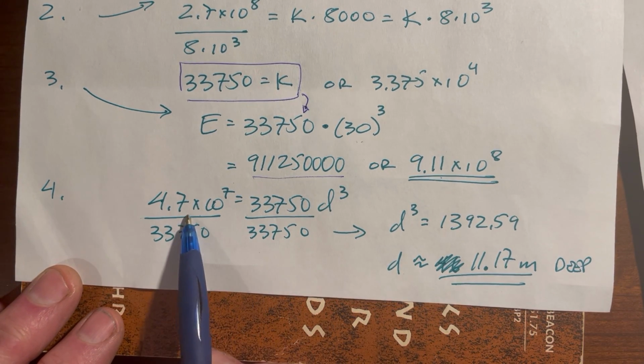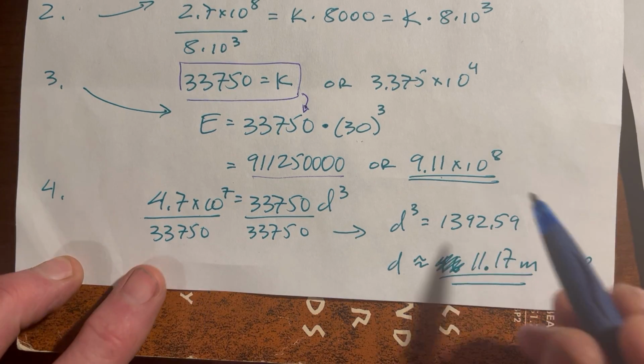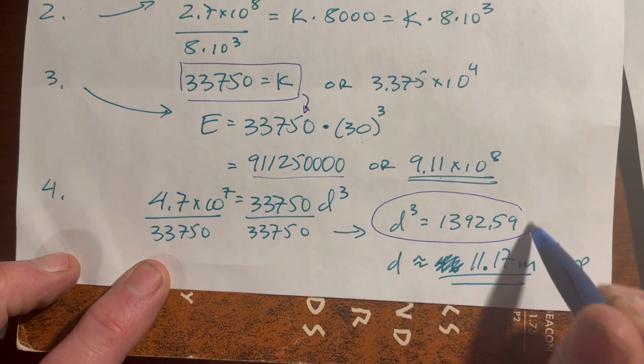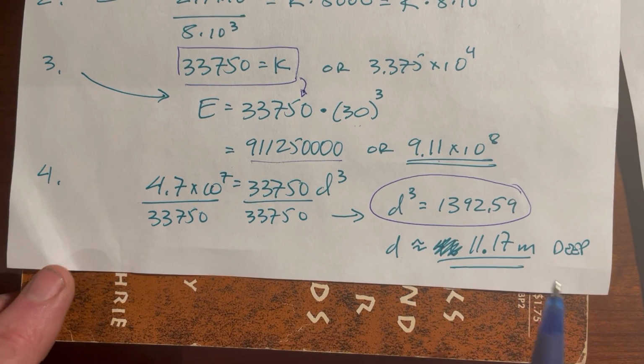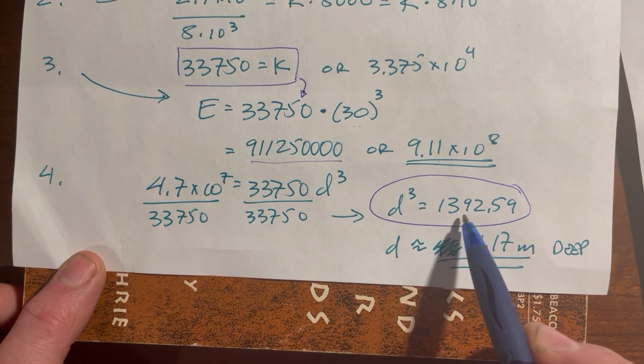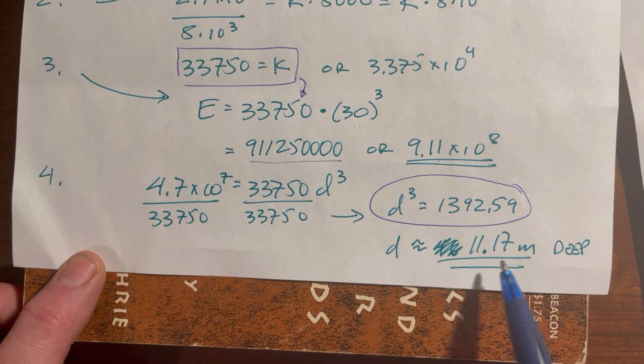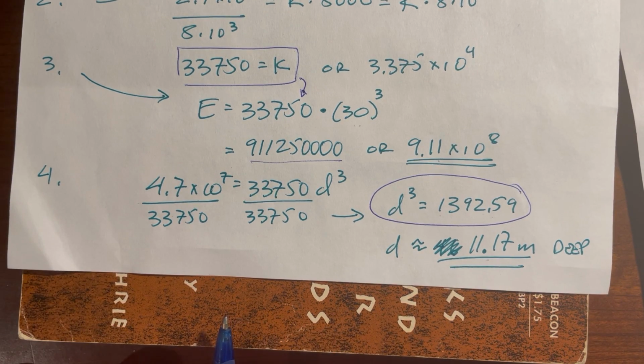Working backwards from a known power, you divide by your K value, and then you have to know how to take the cube root of that number. So you go to your calculator, you do math, you select cube root, and you type in 1392.59, hit cube root, and you're going to get around 11.17 meters. Okay, there you go.